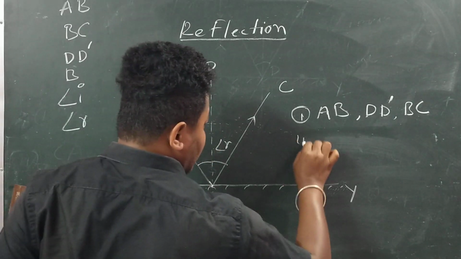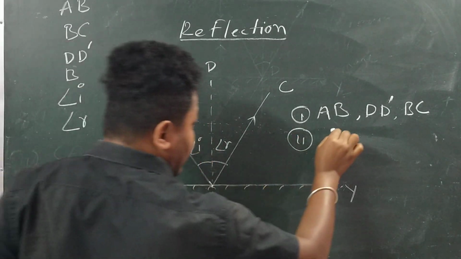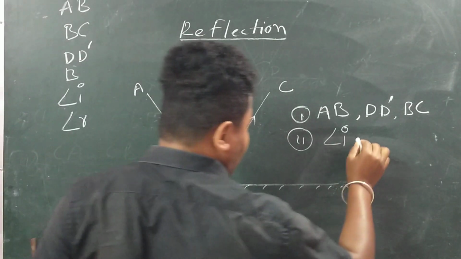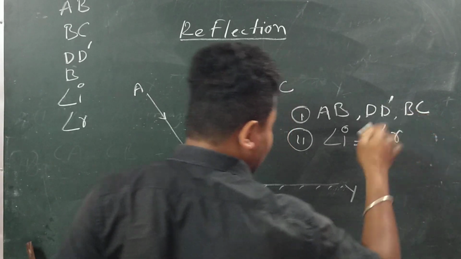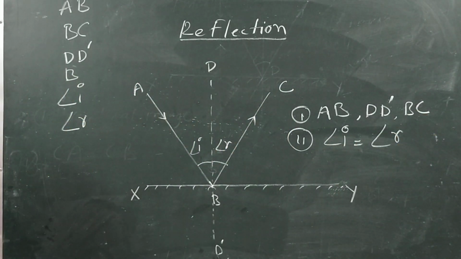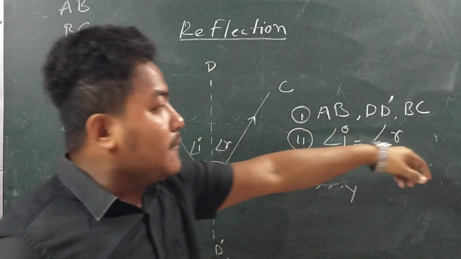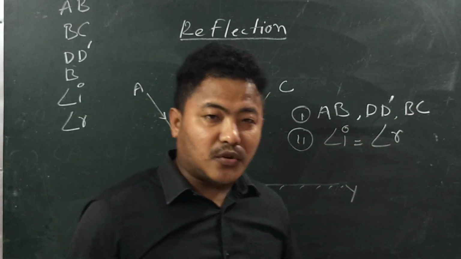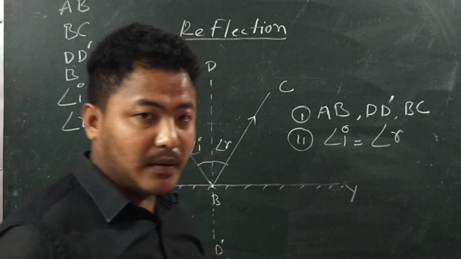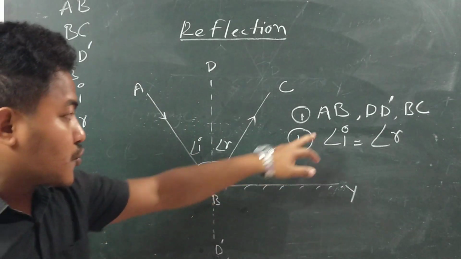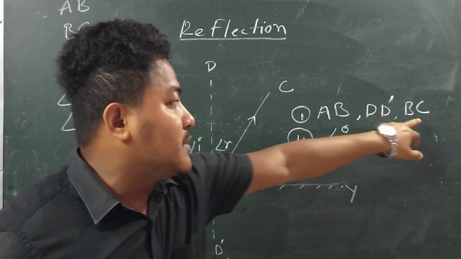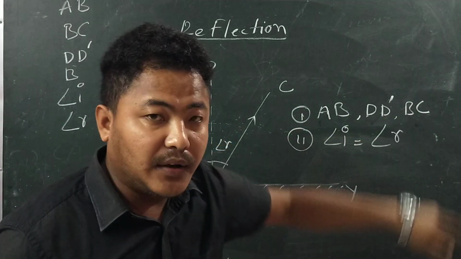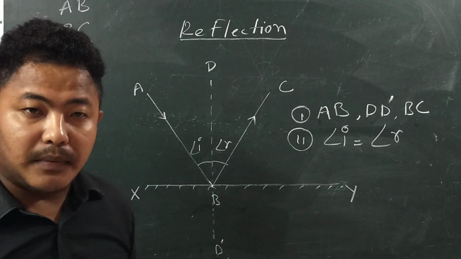Number 2, we can find angle of I, that is angle of incidence. Angle of incidence is always equal to angle of reflection, that is angle I equal to angle R. So these two are called the law of reflection of light. We have studied this in class 10 also. I have repeated it here so that you can remember all this very clearly. So AB, D dash, BC, or incident ray, normal and reflected ray lie in the same plane of the surface.